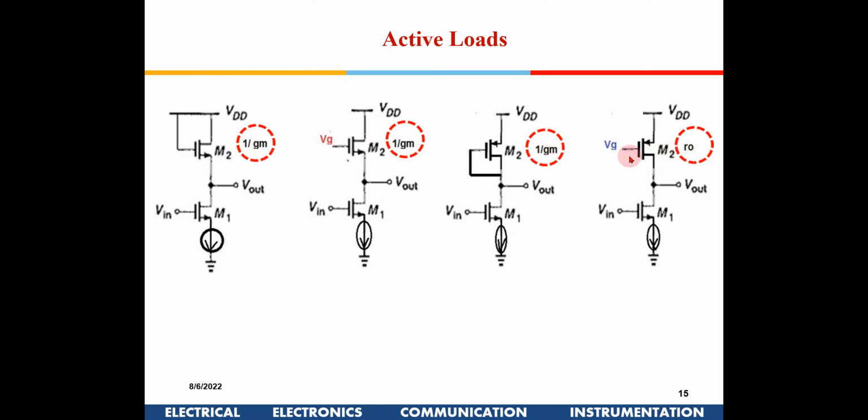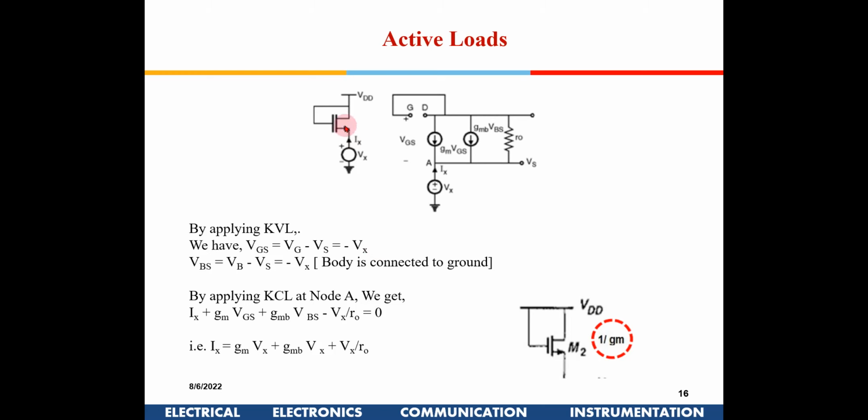So where did this 1 by R0 come from? I hope you understand, right? This is VSD, VG is fixed. Why did this 1 by gm come? Where did this 1 by gm come from? So I will do one derivation, and the rest of the things you can try out yourself. See, for this particular circuit, I make an equivalent circuit. Gate and drain are shorted there. I am applying a voltage here. So this is gm VGS, gmb VBS, and R0.